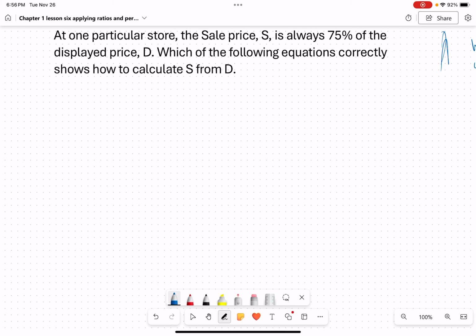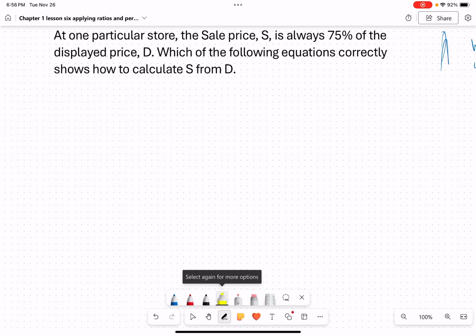So here we have a proportional slash ratio problem. We have two examples here. Let's go over the first one. At one particular store, the sale price S is always 75% of the displayed price D. Which of the following equations correctly shows how to calculate S from D? Obviously I didn't write the equations down, so we're going to see if we can figure out what that equation is from this problem.